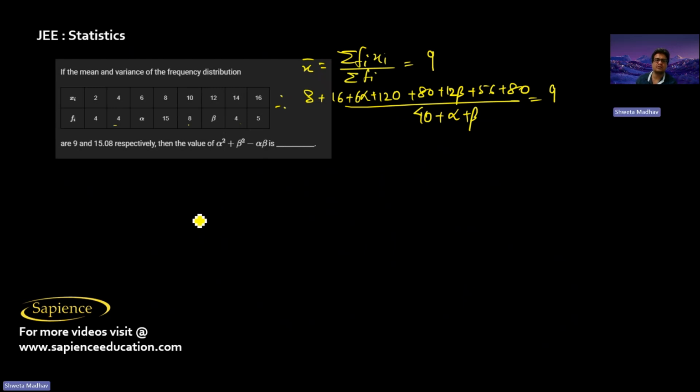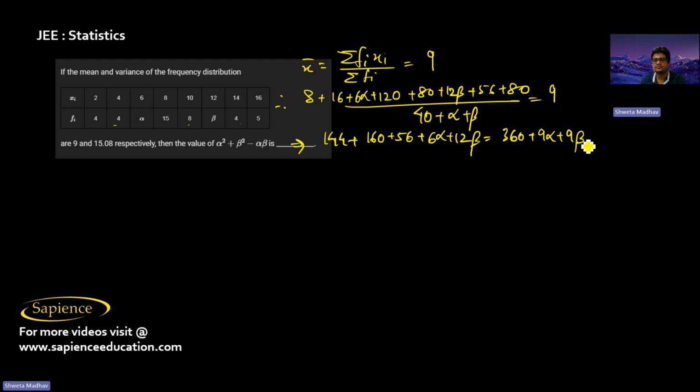Alpha square plus beta square minus alpha beta, that we need to find. Now from here I can say 8 plus 16, that is 24, so 144. 144 plus 80 plus 80, that is 160 plus 56 plus 6 alpha plus 12 beta, that is equal to 360 plus 9 alpha plus 9 beta.